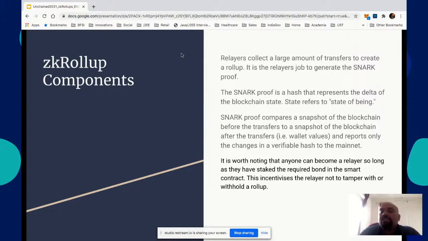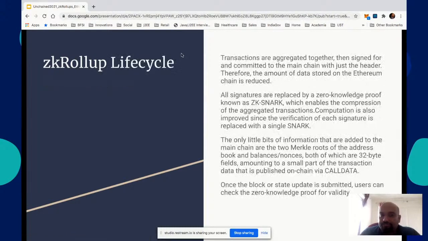And this is the game theoretic model. It's very important that a relayer has a strategic role. That's why relayers have to stake the required bond in a smart contract. We mentioned data withholding attacks: they don't tamper with the data and they don't withhold data.